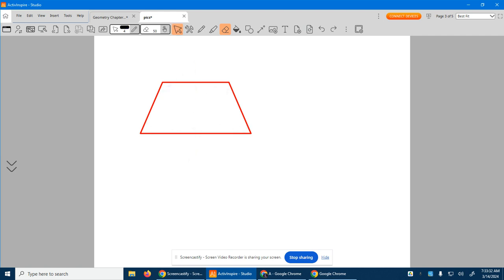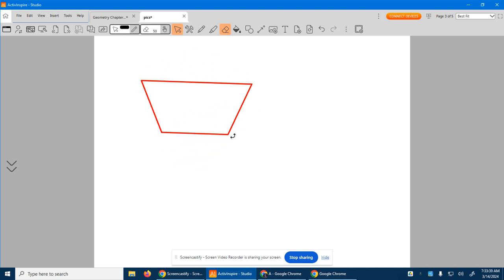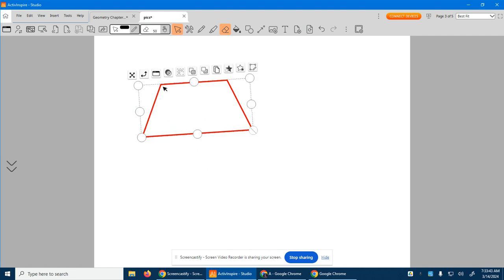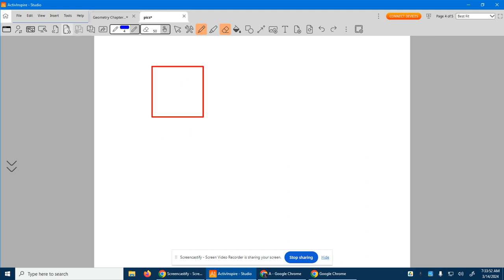But what about rotational? Does it have rotational? Well, let's grab the thing. I think you can see it doesn't, because as we spin, no. Now I've spun it 360 and it's back. So the answer is no. It has line, but it doesn't have both. Let's go to the next shape.